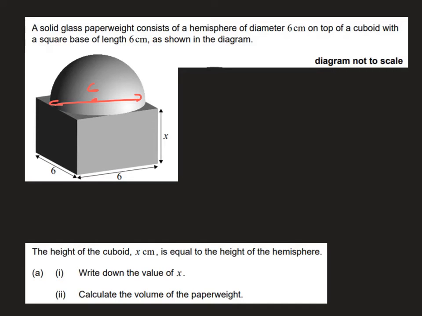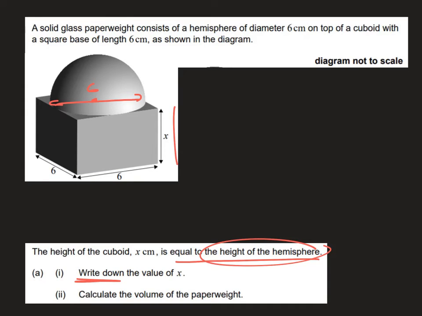In question 9, we are looking at a solid glass paperweight which comprises a hemisphere with diameter 6 centimeters on top of a cuboid which has a square base of 6 centimeters and a height x. And the first thing we're told is that the height of the cuboid, x, is equal to the height of the hemisphere, and we're asked to write down the value of x.